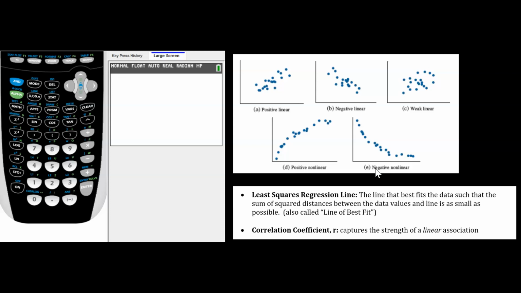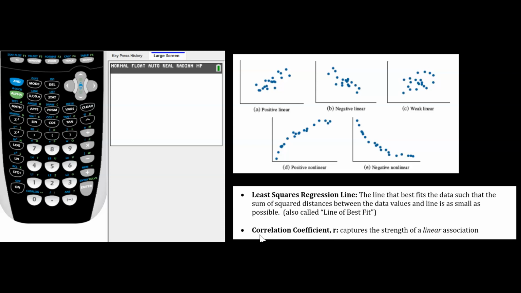Right now, we're only interested in working with the linear relationships, and we will summarize those linear relationships with a least squares regression line and a correlation coefficient R. The least squares regression line is going to be the single line that best fits all of the data points, and I'll dig into that definition a little bit more in a minute. The correlation coefficient is a statistic that is going to capture the strength of a linear association. Now you should know that both the least squares regression line and the correlation coefficient are based upon some complicated formulas that we're not going to get into in this class, but we will be focused on interpreting what the least squares regression line and the correlation coefficient give us.